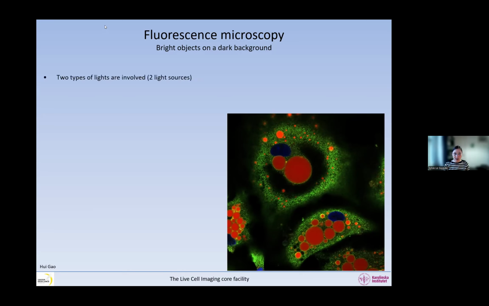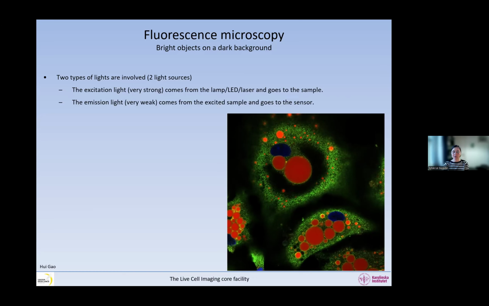So we have two types of light involved in fluorescence microscopy. There is the excitation light, and that is very strong. It comes from a lamp or an LED, like a mercury lamp, an LED, lasers, and it goes to the sample. But we also have another light, which is the emission light, and that is very weak, seriously much weaker than the excitation light. And that comes from the excited sample, and it goes to the sensor. So in this one, you can say this is the excitation light path, and this one is the emission light path.